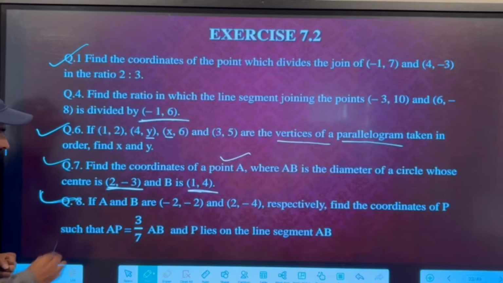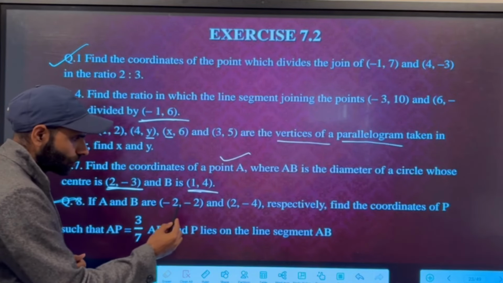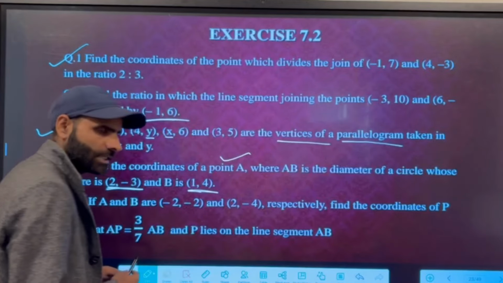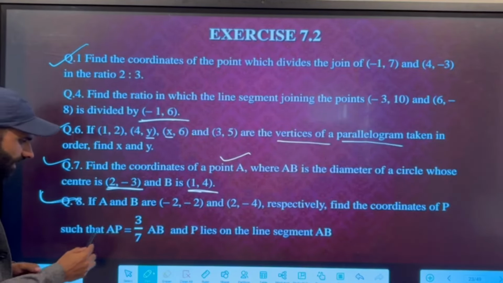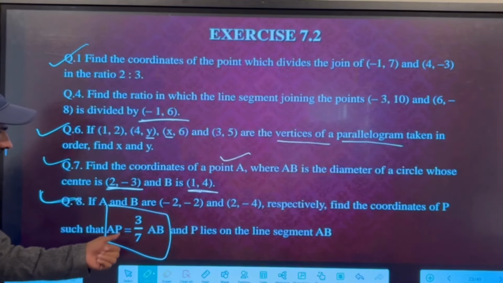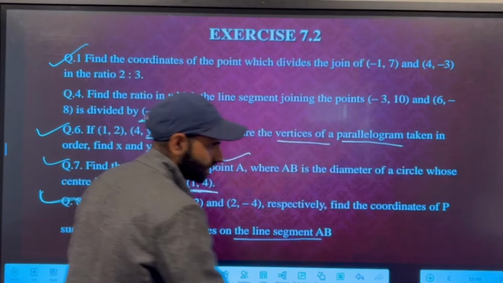Question number 8. Last question of this chapter. If A and B are (-2, -2) and (2, -4) respectively, find the coordinates of P such that AP is equal to 3 by 7 of AB, and P lies on the line segment AB.